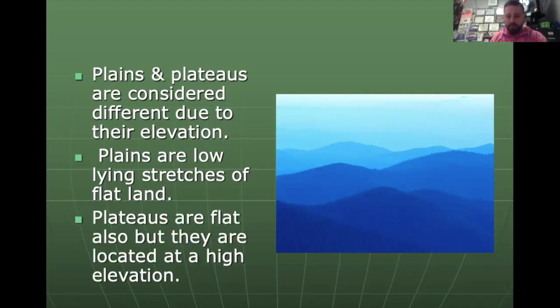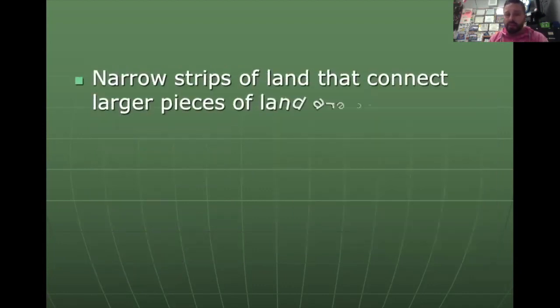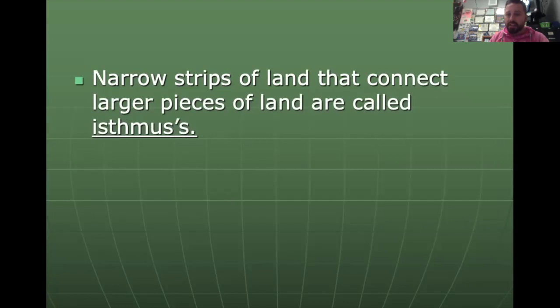Plateaus are flat, but they are also located at very high elevations. They're created in different forms. You have volcanic activity that helps create those things, and then erosion and whatnot, flattening them out with wind and whatnot. Narrow strips of land that connect larger pieces of land, we call these isthmuses.